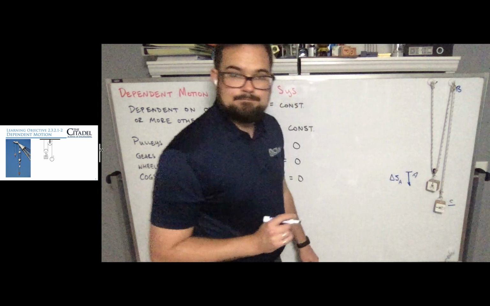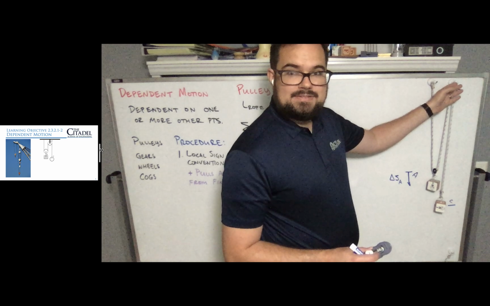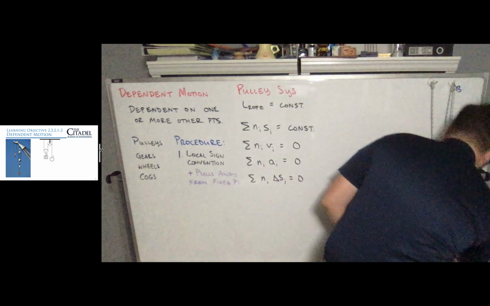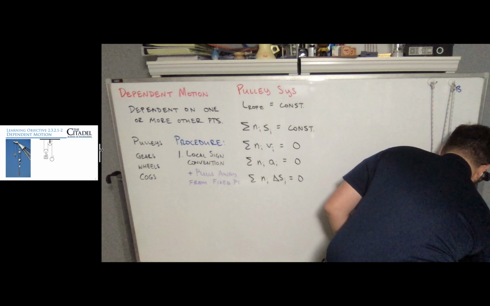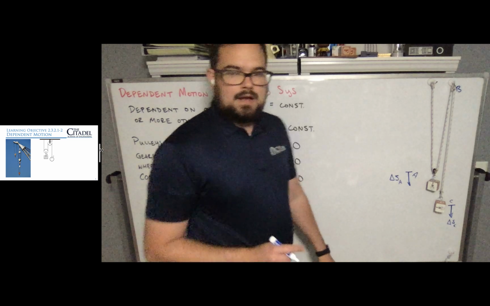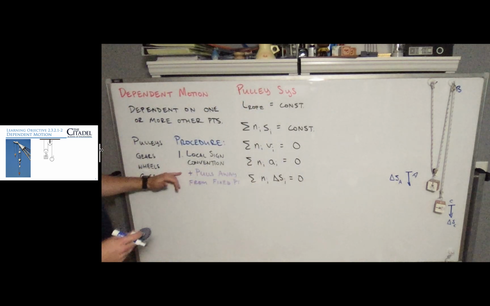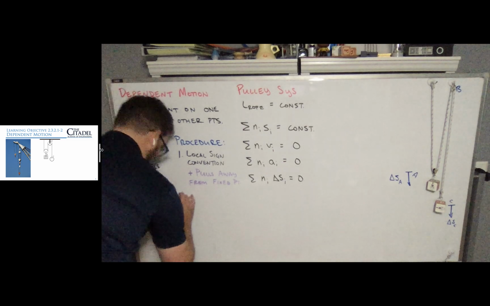delta S sub A. Likewise, if I look at point C, the closest fixed point is up here. And so it's going to have to point down for my positive sign convention. Delta SC, like so. All right, so we see that we've got our local sign convention. Our next step is going to be to count our ropes as they're attached to each point.